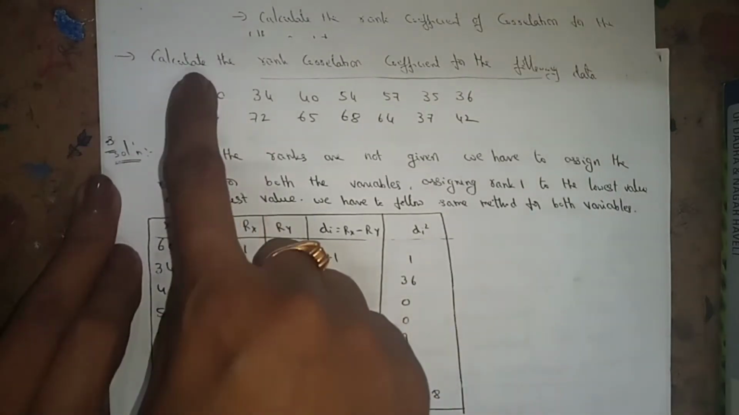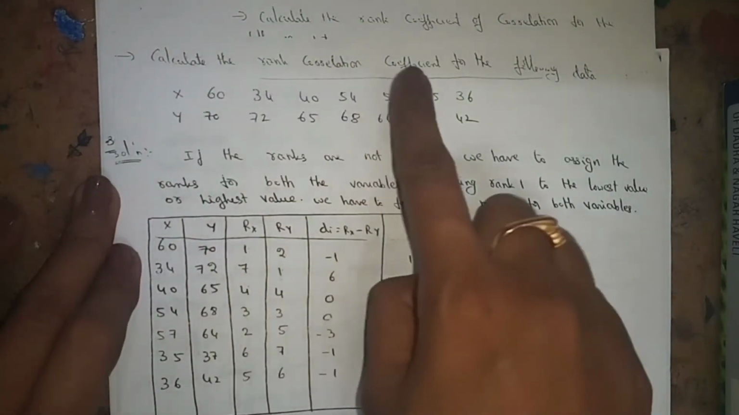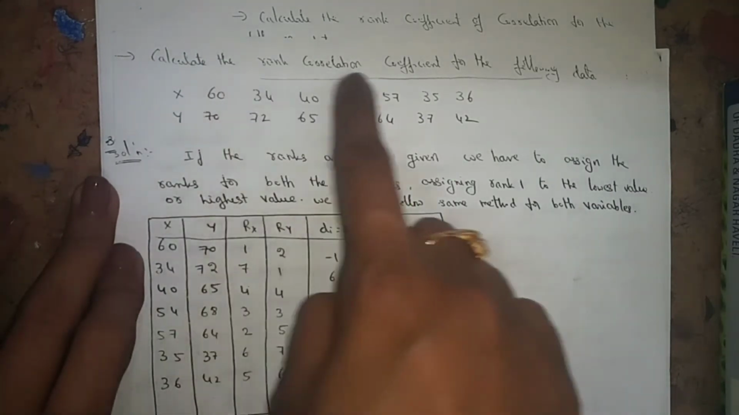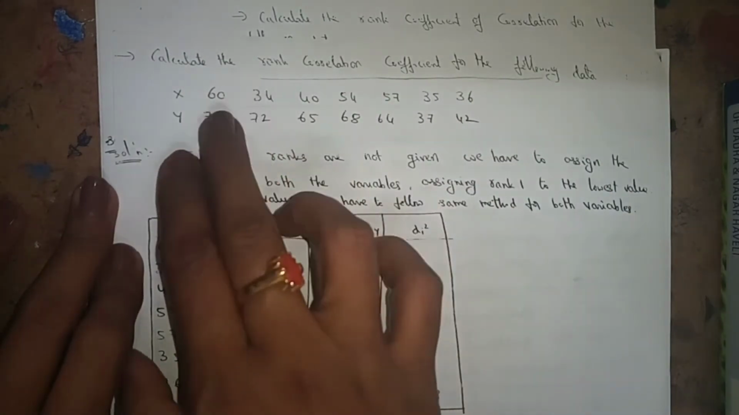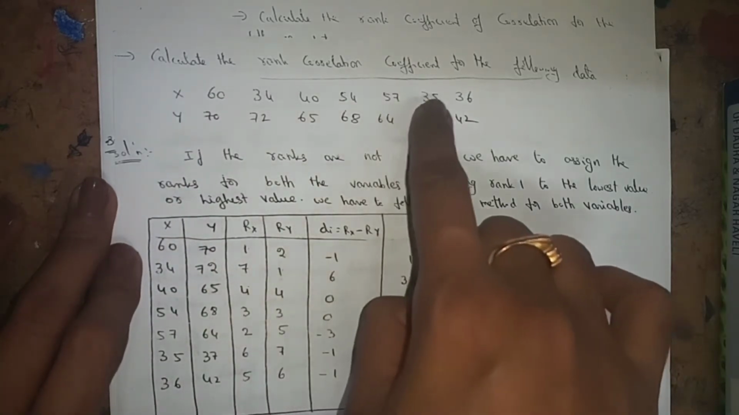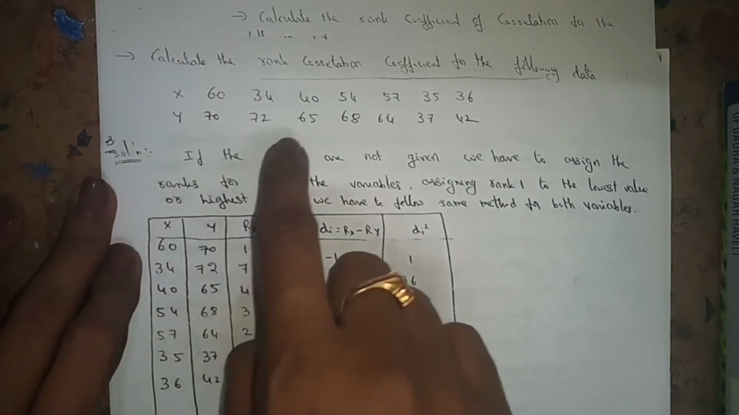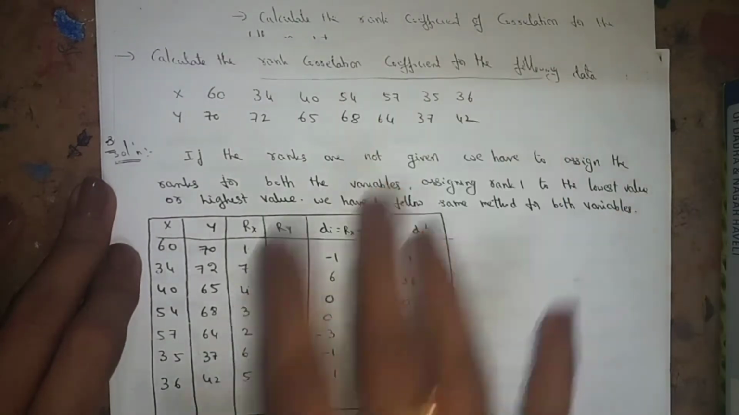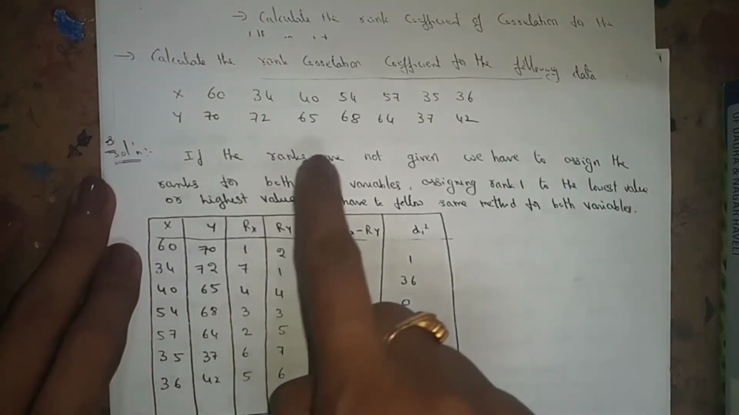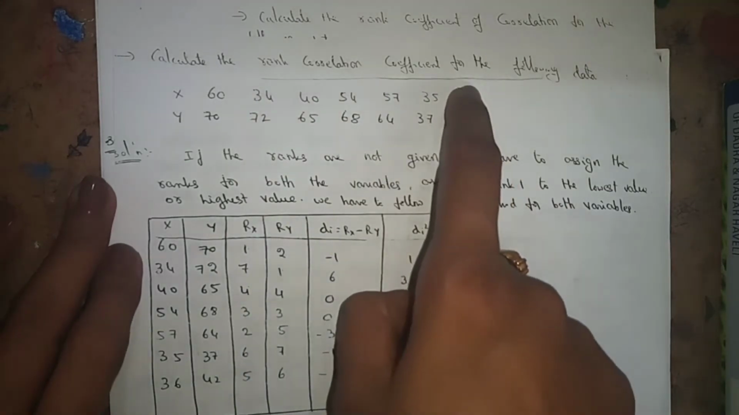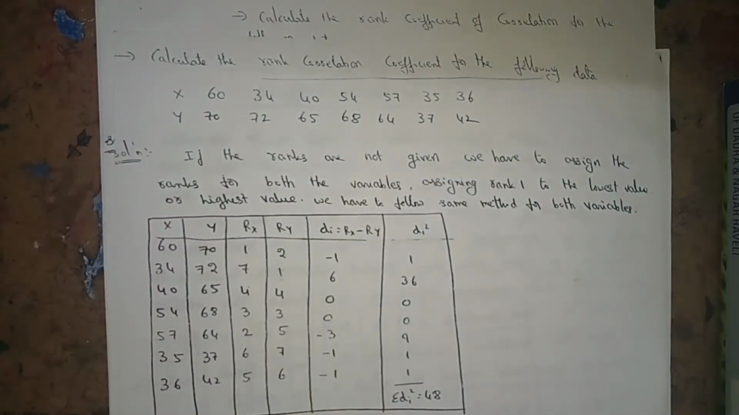See the first problem. Calculate the rank correlation coefficient for the following data. X data is given: x is equal to 60, 34, 40, 54, 57, 35, 36. Y data: 70, 72, 65, 68, 64, 37, 42. Now the data is given like this. Sometimes they will give you ranks, sometimes they will give you data.